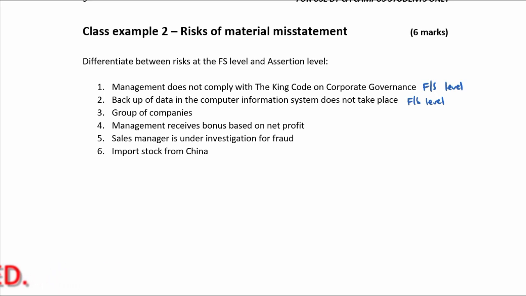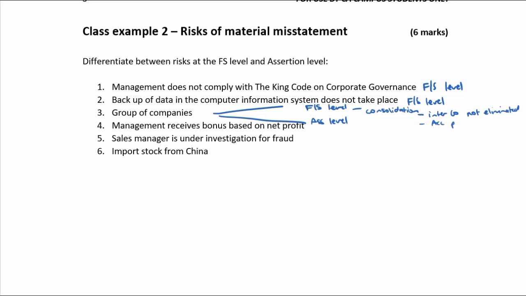A group of companies, we've already looked at that when we said looking at the organizational structure. So this is both, guys, financial statement level and at the assertion level. And at the financial statement level, it's your consolidation. So it's the risk that intercompany are not eliminated. Accounting policies differ of the companies that are going to be consolidated.